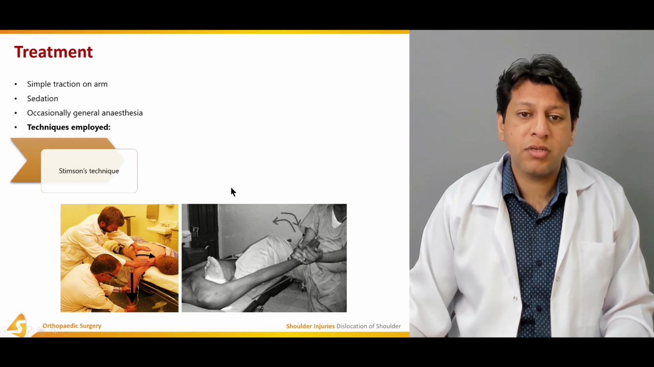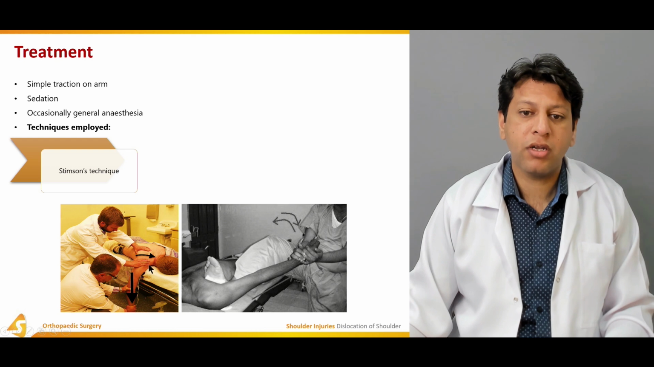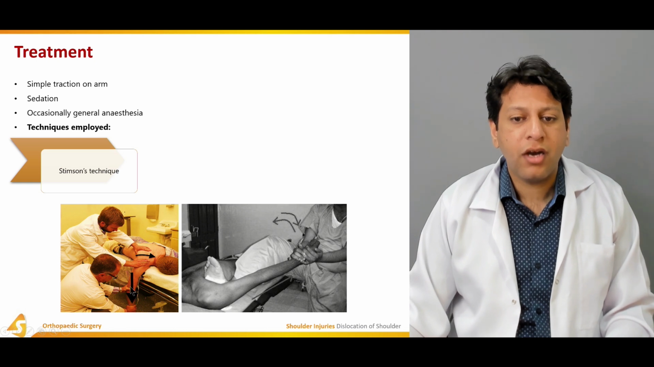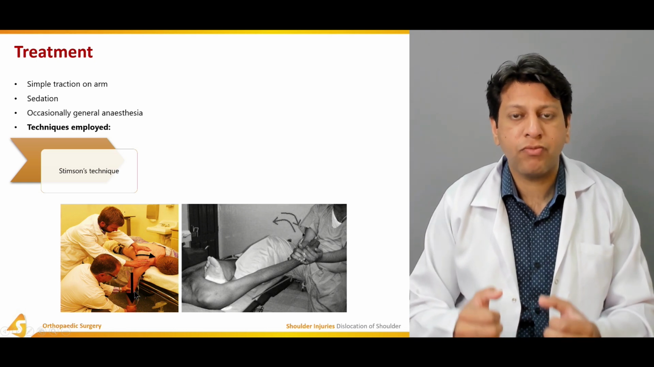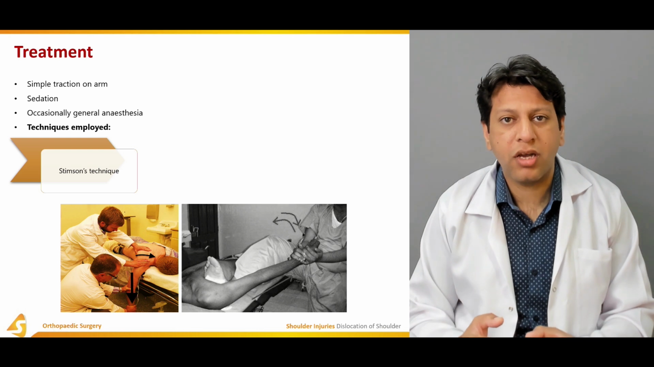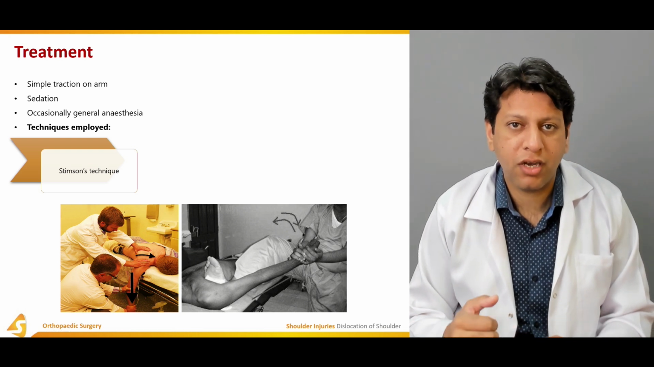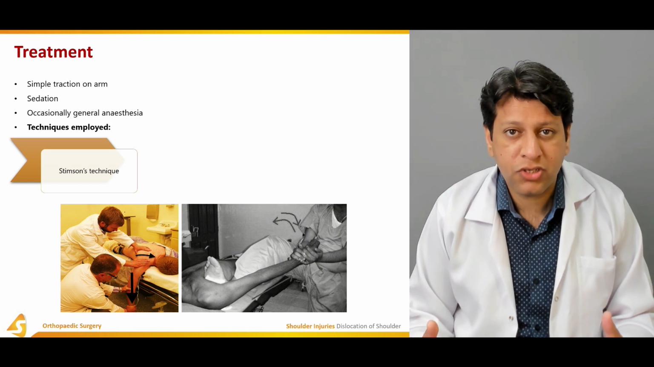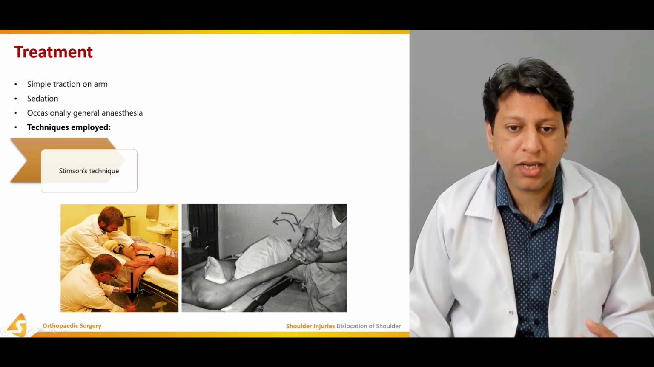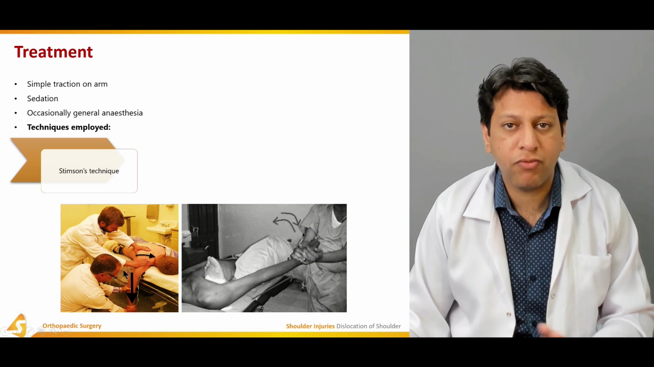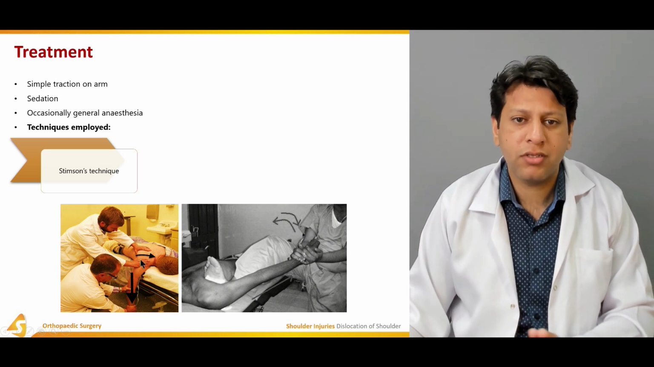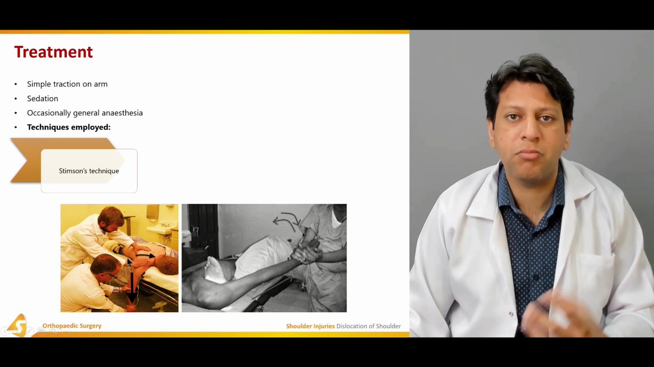One of these is Stimson's technique, as you can appreciate over here, in which the patient is lying prone, the arm is hanging by the side, and either you attach a weight to it, or you ask one of your colleagues to hold the arm and apply some traction so that it gets reduced. Another option is that the patient is on GA, prone, and you attach some amount of weight to the arm and leave it there for 10 to 40 minutes. Eventually, after half an hour to 45 minutes, the shoulder will reduce by itself when the muscles get relaxed.